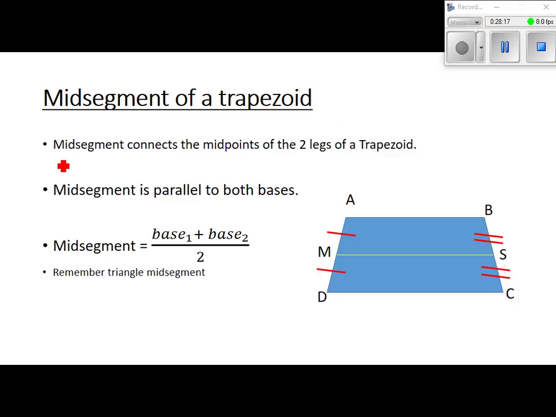We had a mid-segment for a triangle. What was a mid-segment for a triangle? What did it connect? Two midpoints of the triangle. Guess what a mid-segment of a trapezoid does? Connects the two midpoints of the legs. So write all this. I'll give you a second to write that down. Mid-segment.